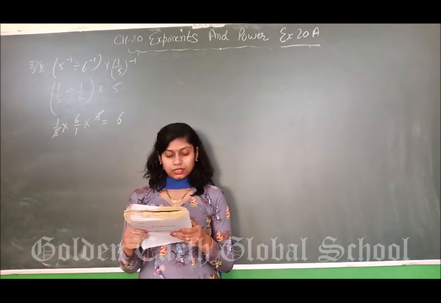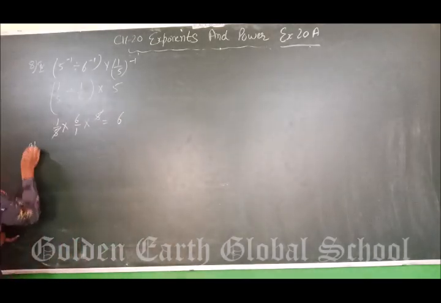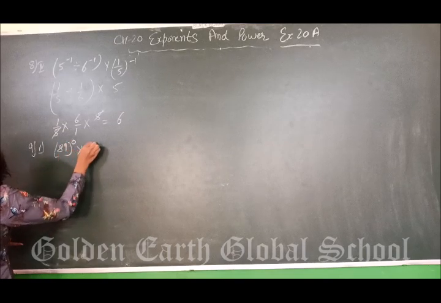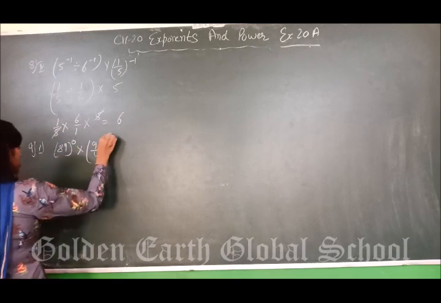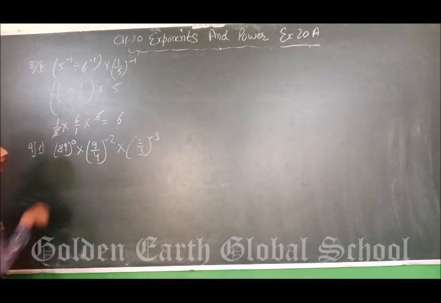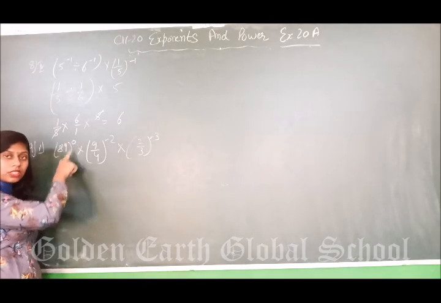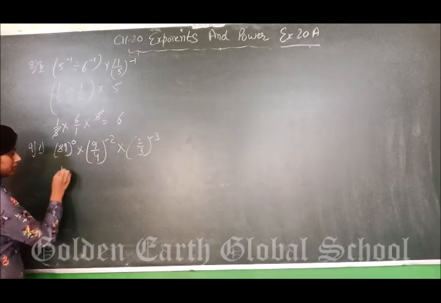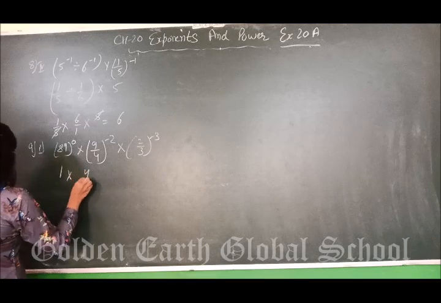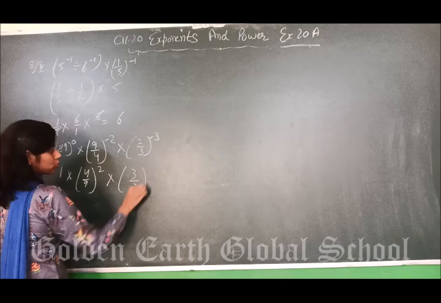Next, ninth. First part, 89 raised to power 0, 9 upon 4 raised to power minus 2, and 3 by 2 raised to power 3. Again, whether it is a smallest number or greatest number doesn't matter. If the power is 0, it will become 1. Here is a negative power, so the term will get a reciprocal. 4/9 raised to power 2, 3/2 raised to power 3.